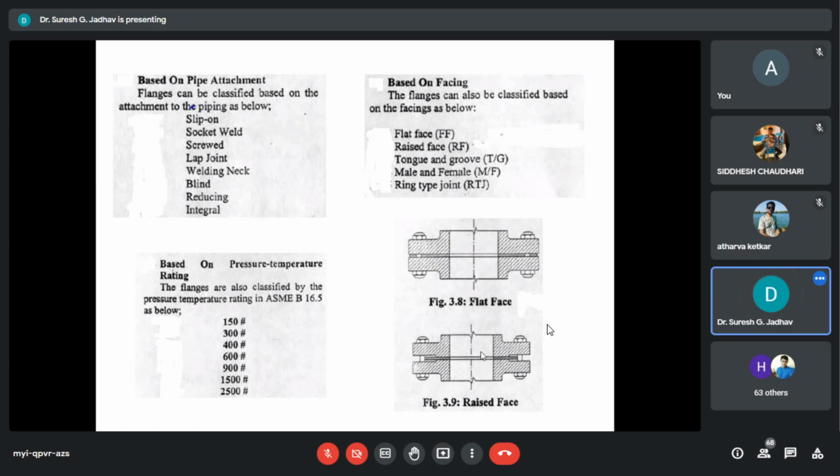Flat face flanges are used when the counter flanges are flat face. We will use the flat face when the counter flanges are flat face. This condition occurs mainly on connection to CI equipment, that is, cast iron equipment, valves, and special fitting components.